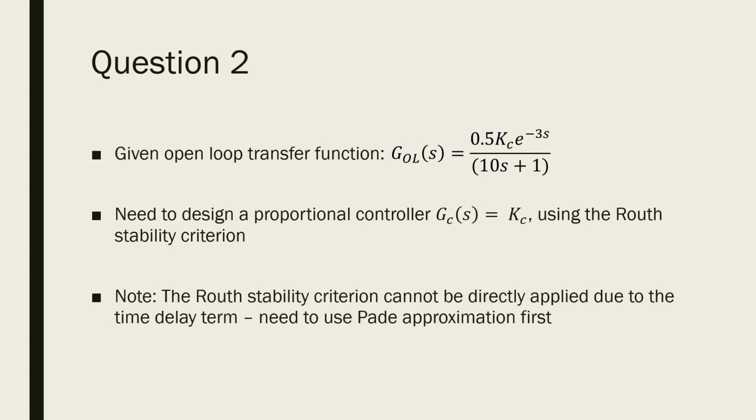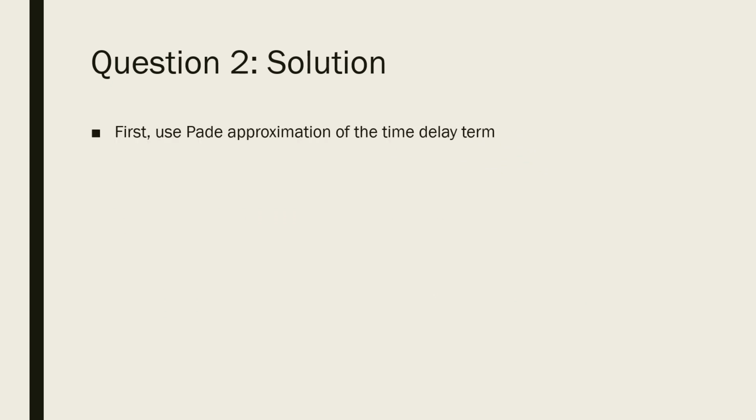Note that in this case, in the open loop transfer function, we have a time delay term denoted by the exponential to the minus 3s, and so we cannot directly implement the root stability criterion here. We first need to approximate the time delay term using Padé approximation. Therefore, using first order Padé approximation of the time delay term, we have exponential to the minus 3s equivalent to 1 minus 1.5s over 1 plus 1.5s.